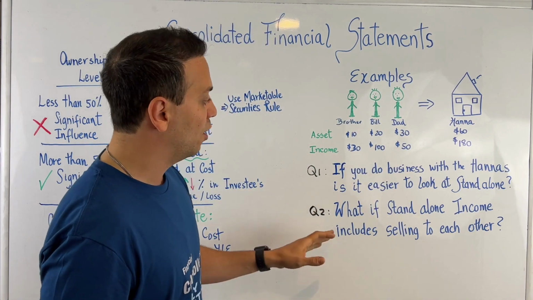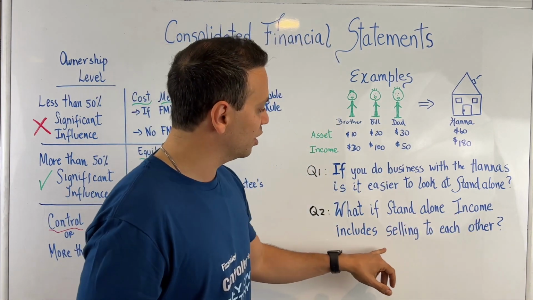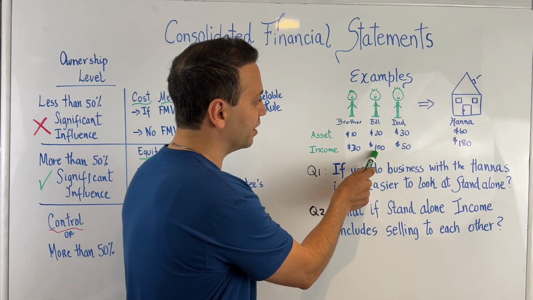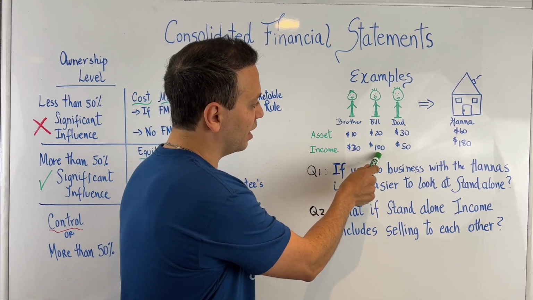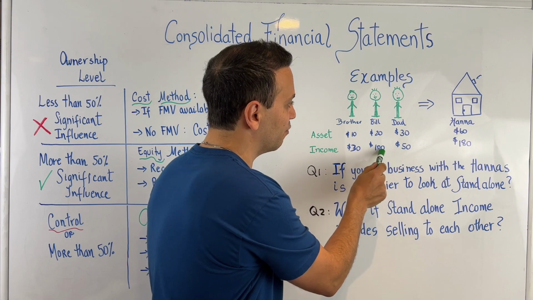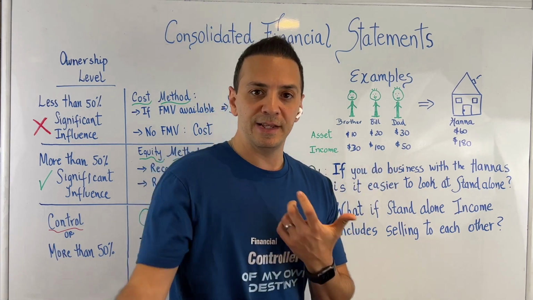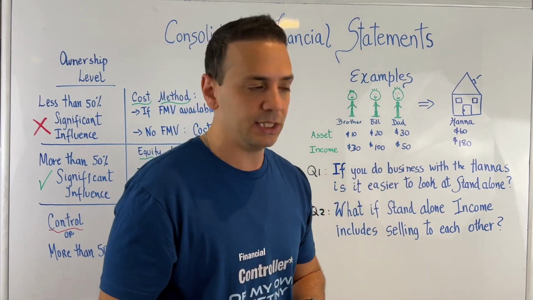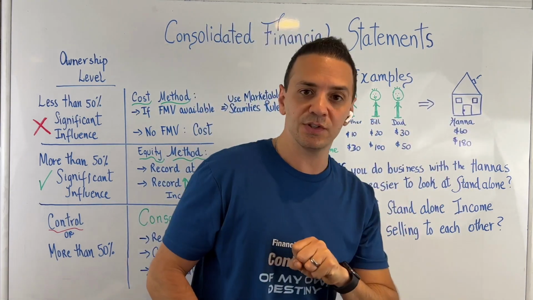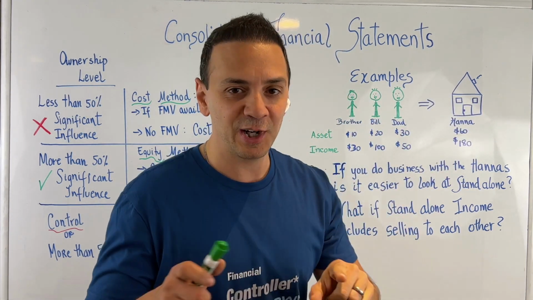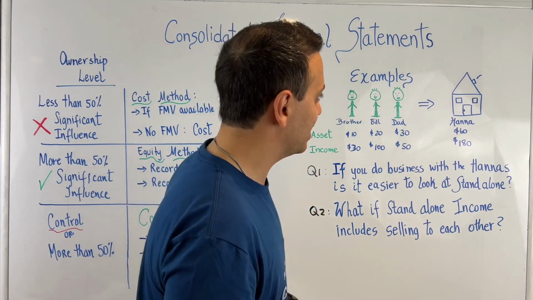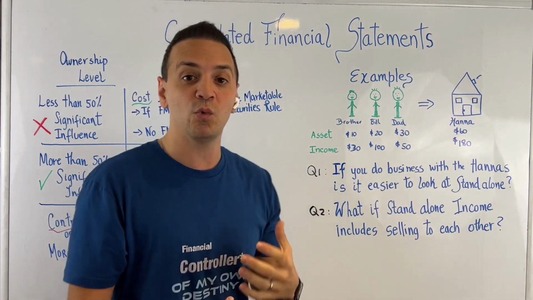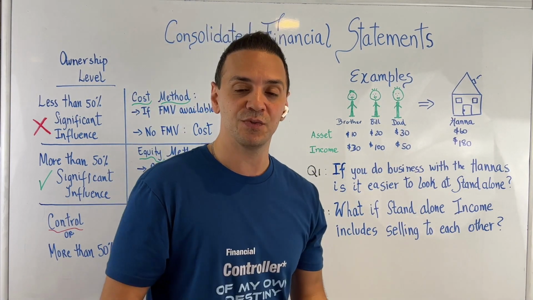Then the second question is, what if the standalone income includes selling to each other? What that means is that what if in the $100 income that I have here, Bill has $100 in income, what if that $100 includes $20 income from selling to my dad, right? So it's going to be hard for you to know whether the income includes inter-company or inter-family activity in this case. But when you look at the combined set of results, then there is elimination of inter-company or inter-family activity in this case. So that's when it's easier for you to look at a combined set of financial statements. So this is just a quick example of why we even consider consolidating financial results in the first place.